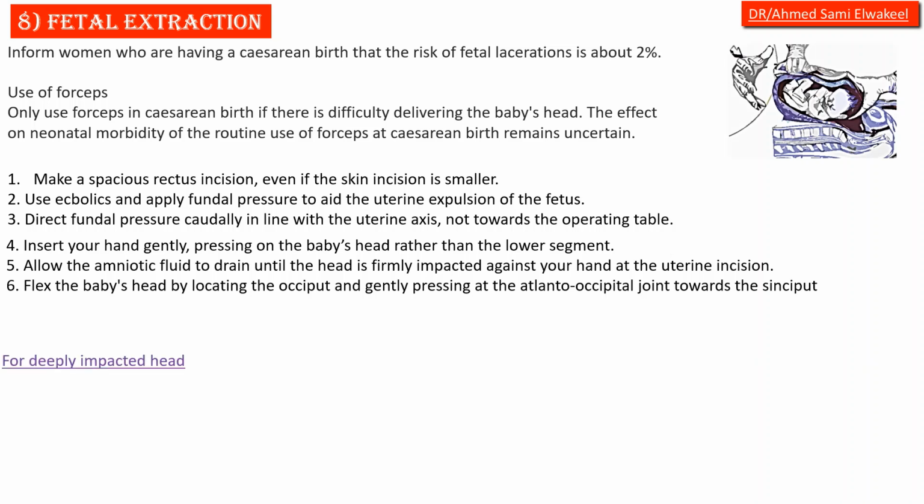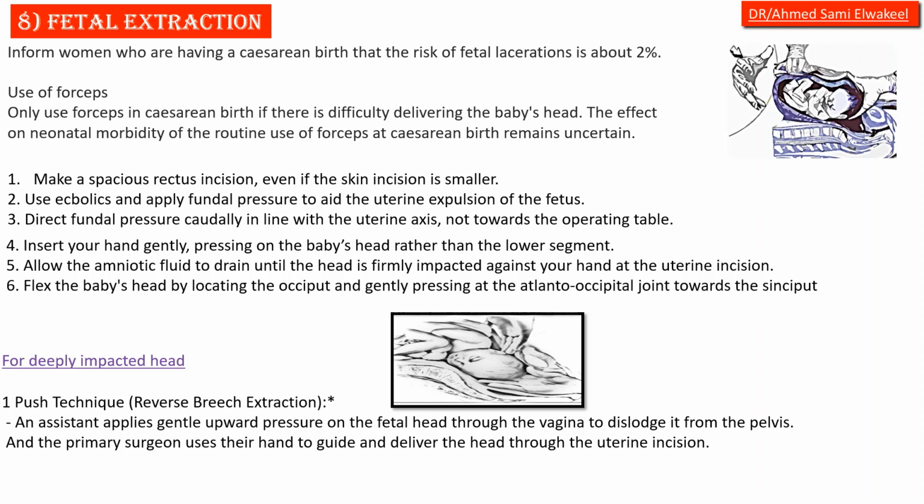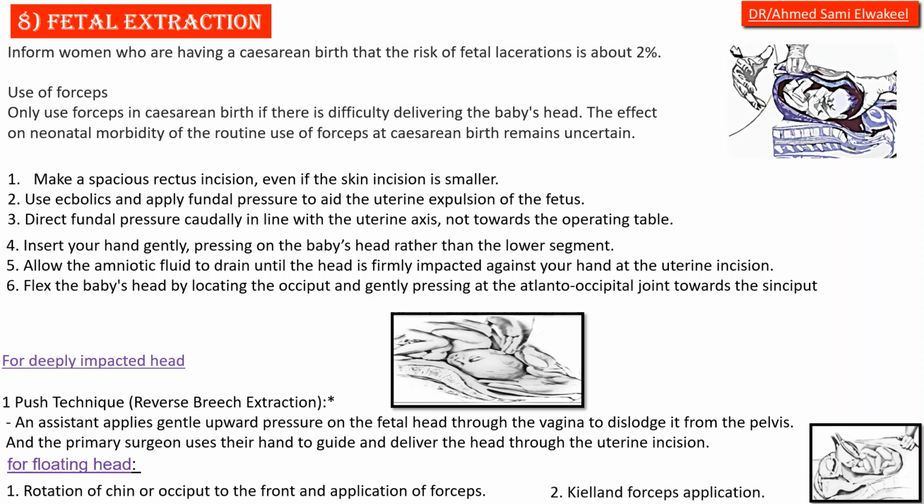For a deeply impacted head, push technique. Reverse breech extraction: an assistant applies gentle upward pressure on the fetal head through the vagina to dislodge it from the pelvis, and the primary surgeon uses their hand to guide and deliver the head through the uterine incision. For a floating head, rotation of the shin or occiput to the front and the application of forceps. Keilland forceps application.